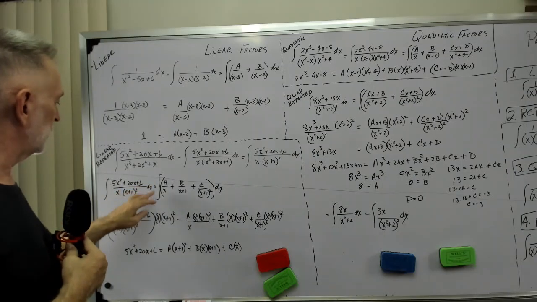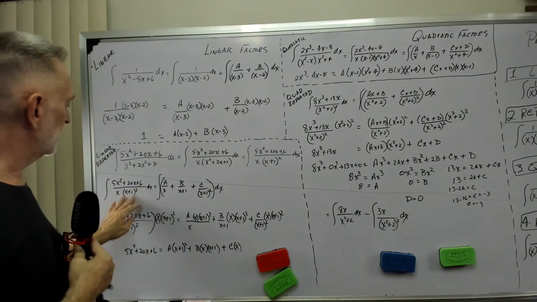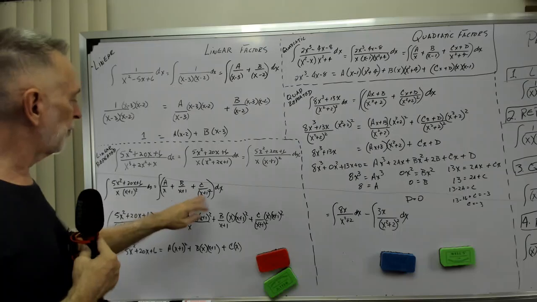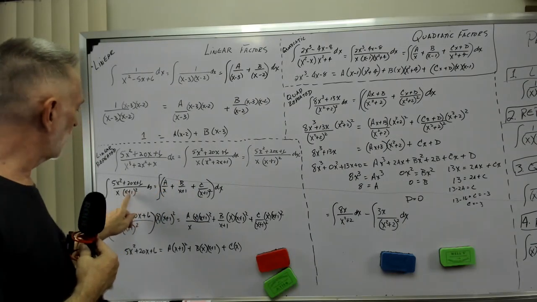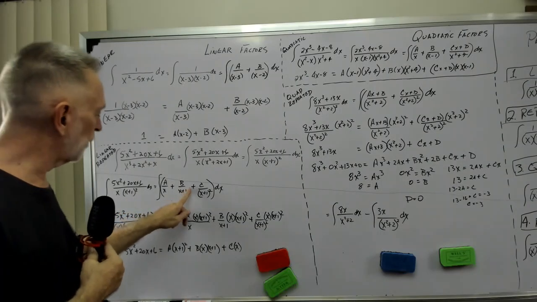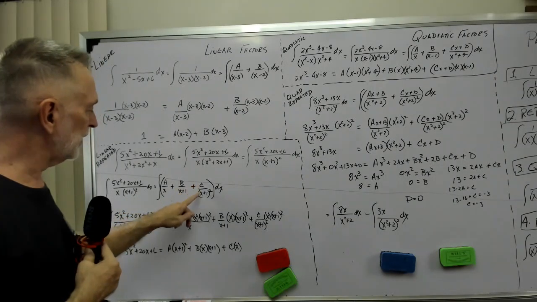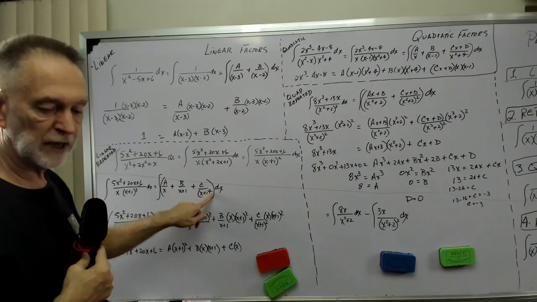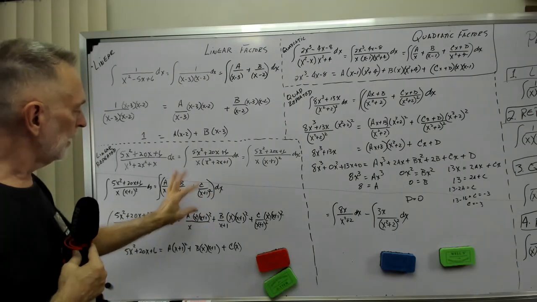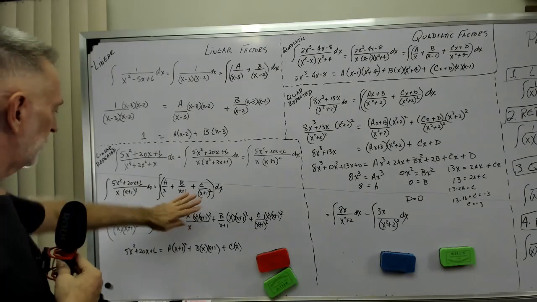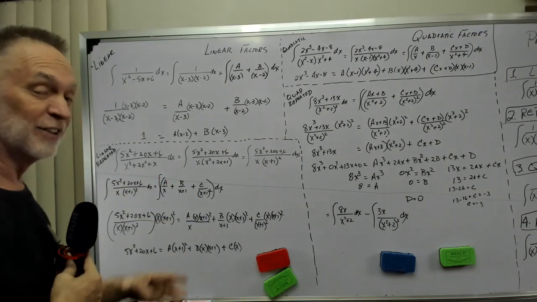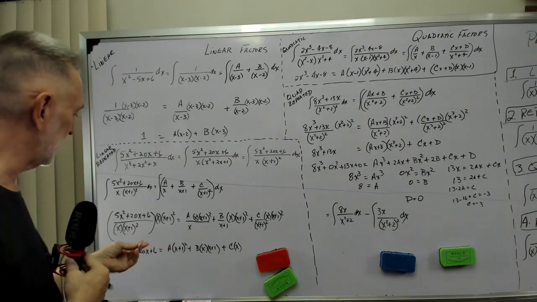That said, I still have A over x. I'm converting this fraction into partial fractions. So A over x plus B over x plus 1 to the first power plus C over x plus 1 to the second power. Now I'm integrating those. Now obviously if I'm not ready to integrate, I need to solve for A, B, and C.